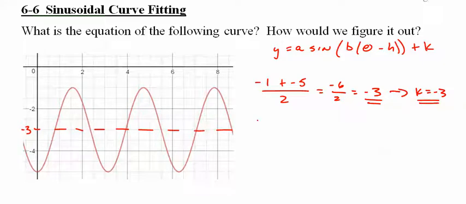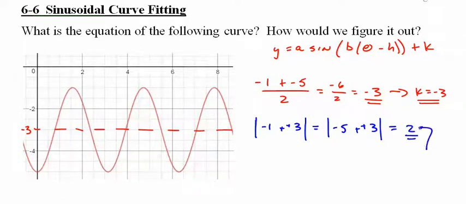How far up and down do we go from there? -1 minus -3, or we could have done -1 minus -3, absolute value. Or we could have done -5 minus -3, and either way we get 2. That's our amplitude. Positive or negative, we'll come back to that.